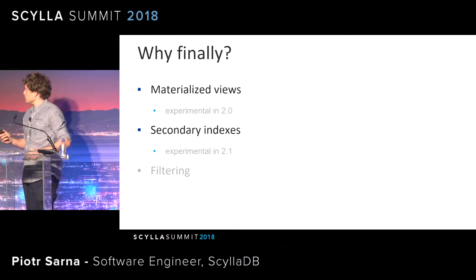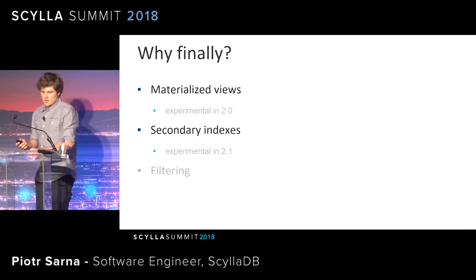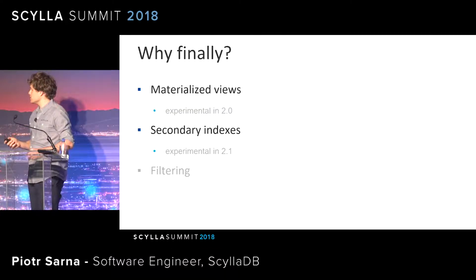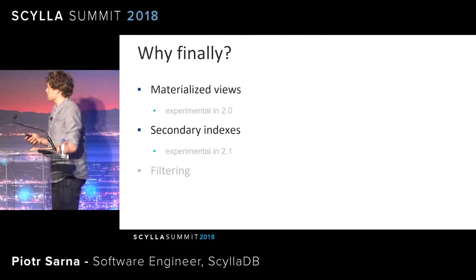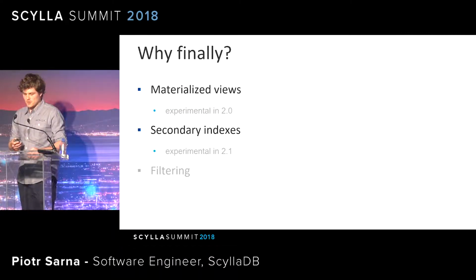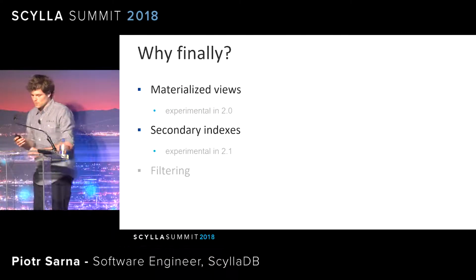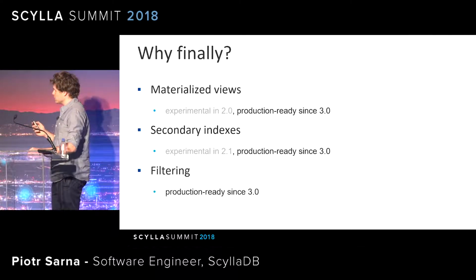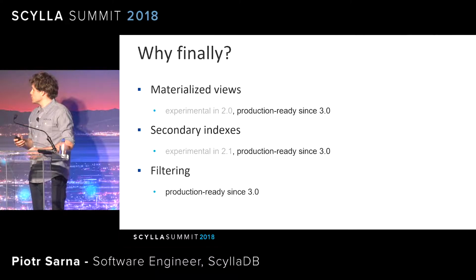So, what does it mean? Materialized views have been experimental since Scylla 2.0. Then came secondary indexes in 2.1, and filtering was actually not part of Scylla before. And let's skip to 3.0. Materialized views are going to go GA in 3.0, and so are secondary indexes and filtering.